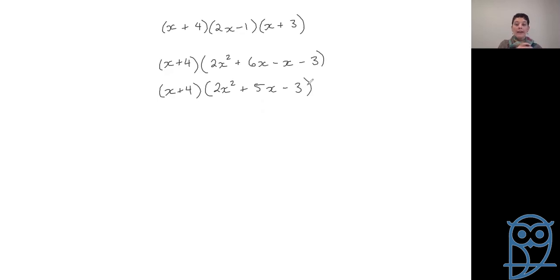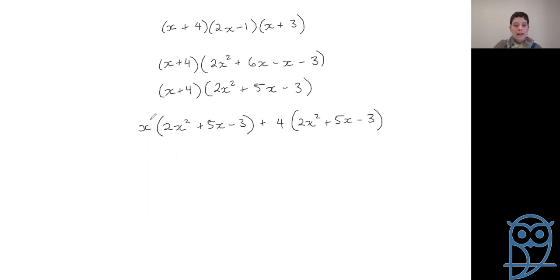Now we've got to do x times everything plus 4 times everything. So we can just keep a track. If we're not so good at being organized and keeping track, we can also say x times 2x squared plus 5x minus 3, plus 4 times 2x squared plus 5x minus 3. So it takes a little bit more time because we're writing that quadratic out twice, but it can be helpful in terms of keeping track of everything.